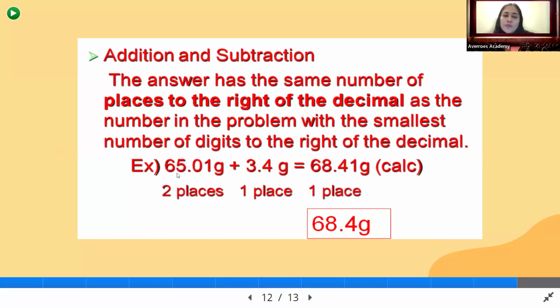So for example, if you're adding 65.01 grams, which has two decimal places, plus 3.4 grams, which has one decimal place, it turns out to be 68.41 grams. And the answer that you're going to put is going to be 68.4 grams, because it's one decimal place.